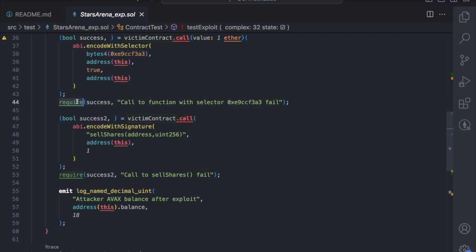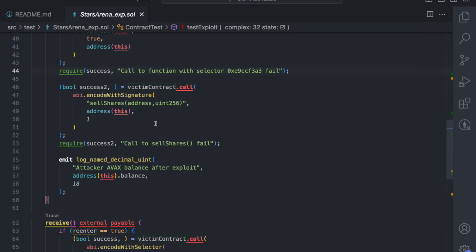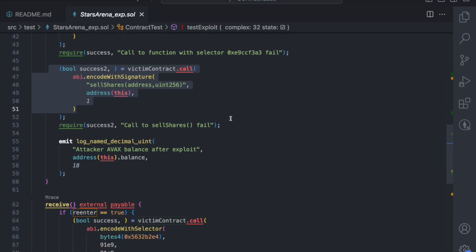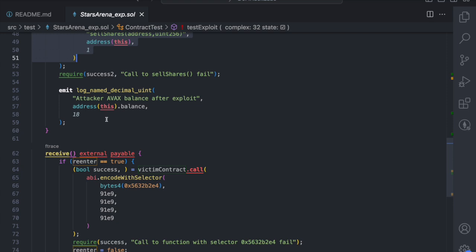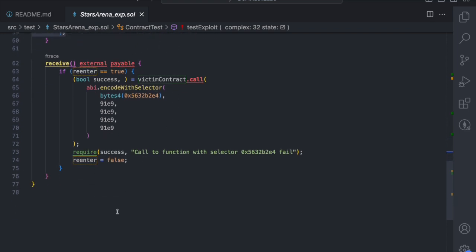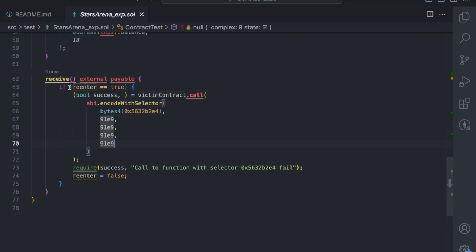They have a requirement check just to make sure this passes. They have a second call to sell shares. And then at the end of this, the attacker balance after the exploit is displayed. And here's the important part where the re-entrancy attack actually happens. So as we discussed before, usually there's some sort of fallback function that your exploit contract will call to allow you to re-enter into an open function call that you already have.